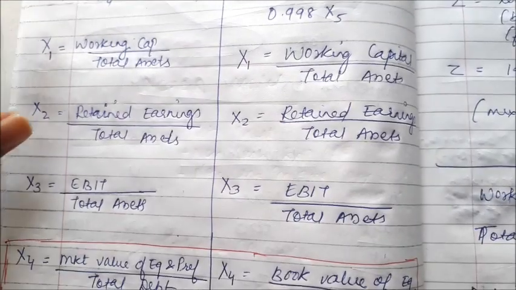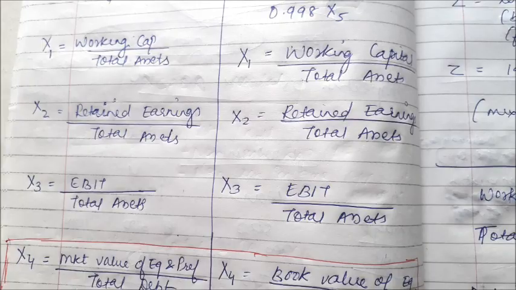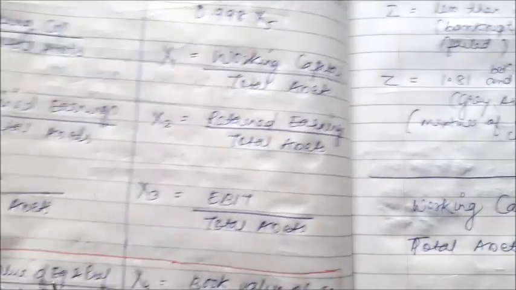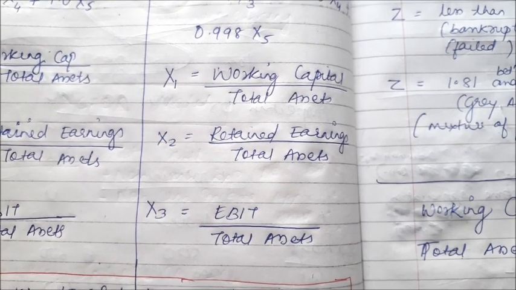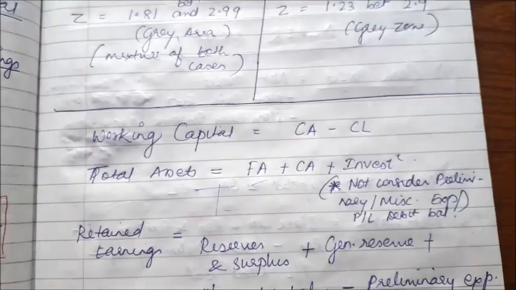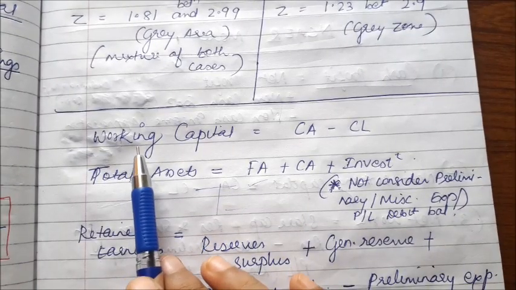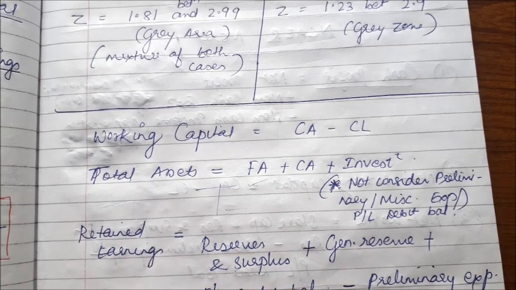As we saw, there are a few terms like working capital and a few ratios we have to find, so we must know what they include and what they do not include. Sometimes in the questions the ratios are given directly, but in some questions we have to derive those values. So for derivation we have to know the formulas and the terms. Working capital is current assets minus current liabilities.